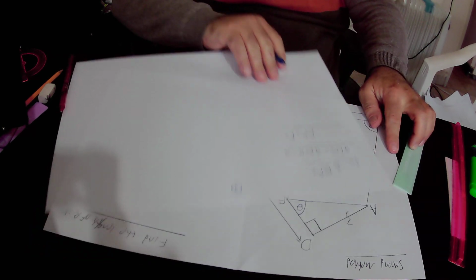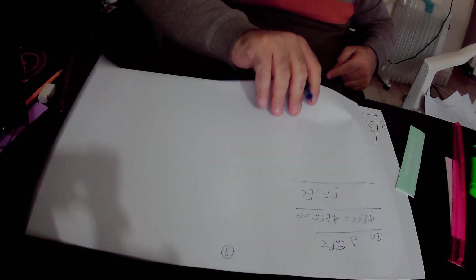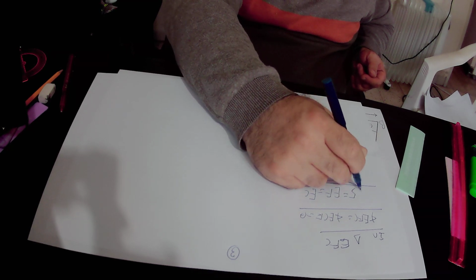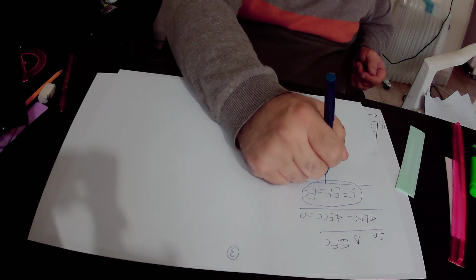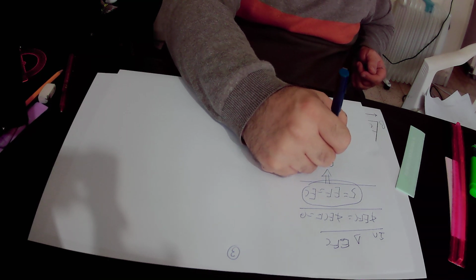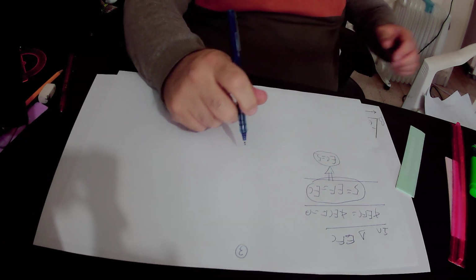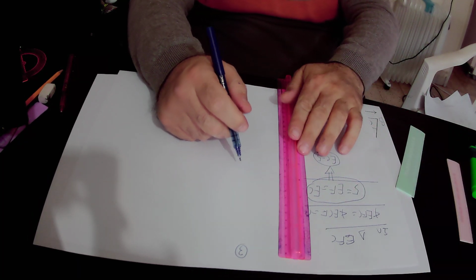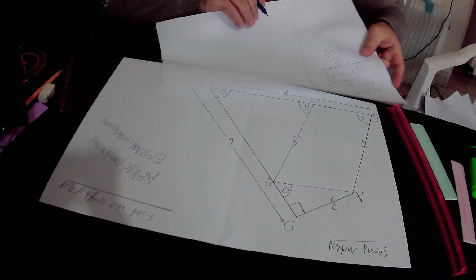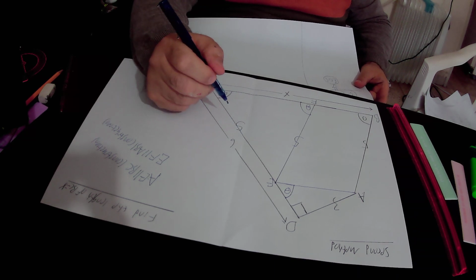But we just found out that EF equals 5 units. From the equation 5 equals EF equals EC, we derive that EC is also equal to 5 units. So we can write here that EC equals 5 units.